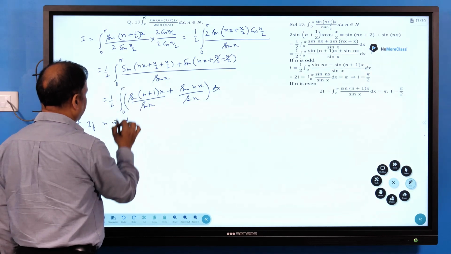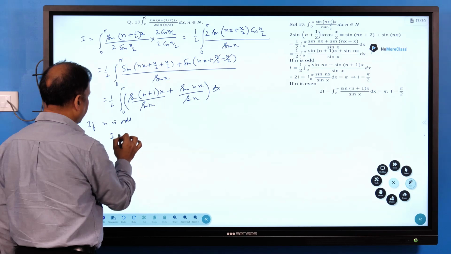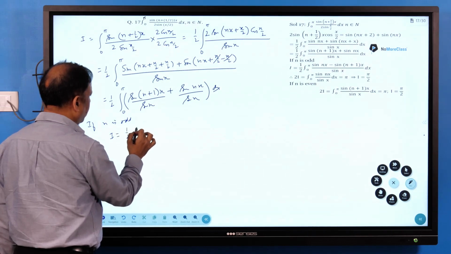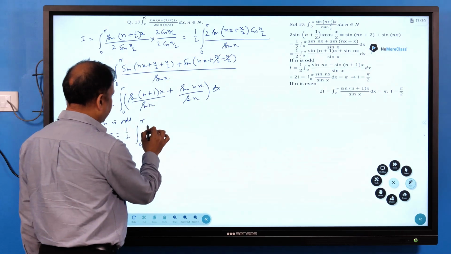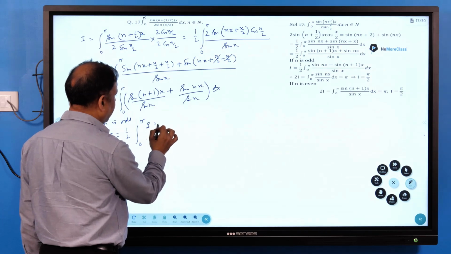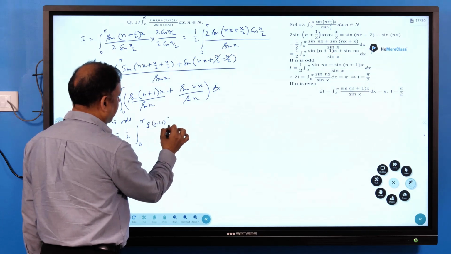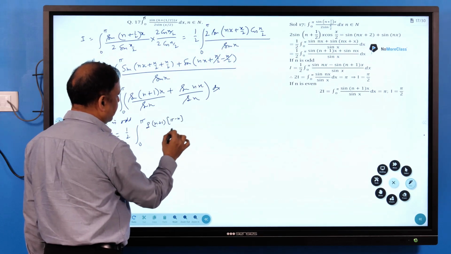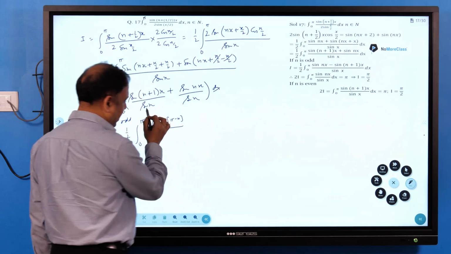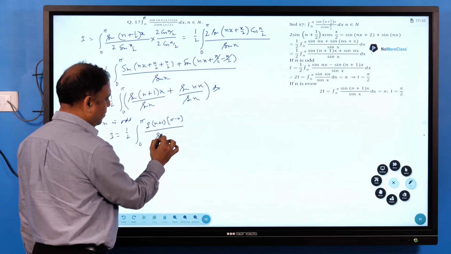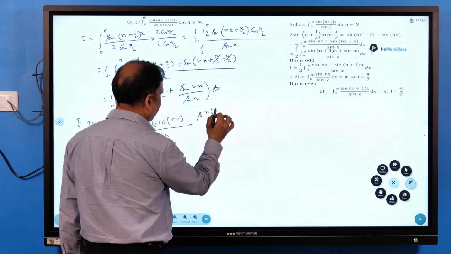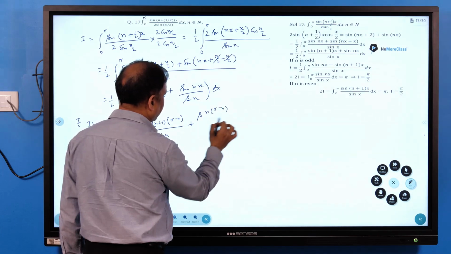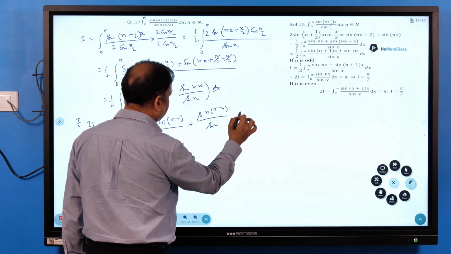The limits 0 to pi are there, so I will be 1 upon 2, integral 0 to pi, apply a plus b minus x. So sine((n plus 1)(pi minus x)) upon sine(pi minus x), which will be sine x only, so I'm not writing that, plus sine(n(pi minus x)) upon sine x dx.